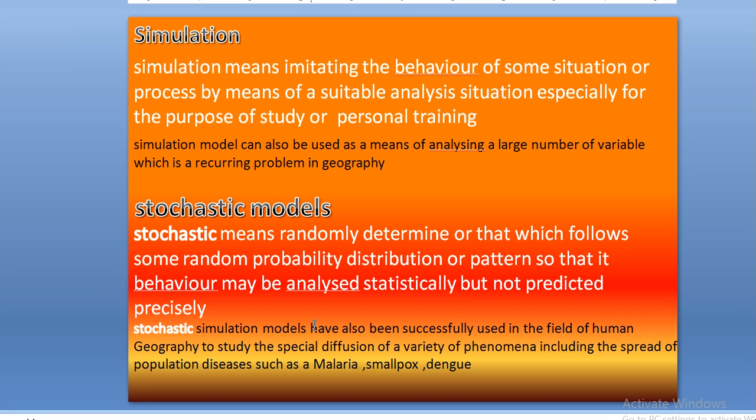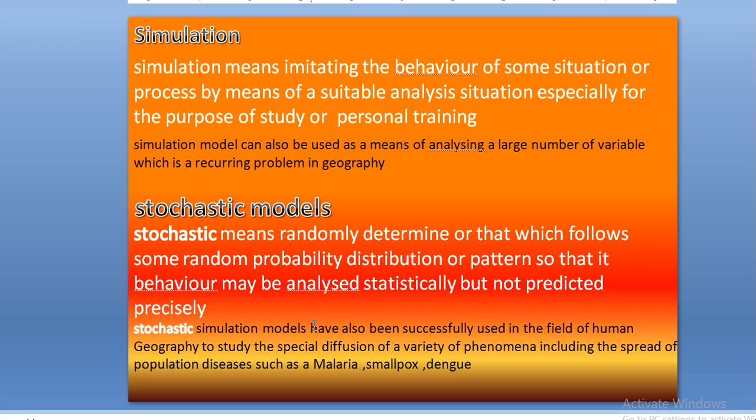So next are such important models: simulation and stochastic model. Simulation means imitating the behavior of some situation or process by means of a suitable analogous situation or apparatus, especially for the purpose of study or personal training. Stochastic means randomly determined, or that which follows some random probability distribution or pattern, so that its behavior may be analyzed statistically but not predicted precisely.